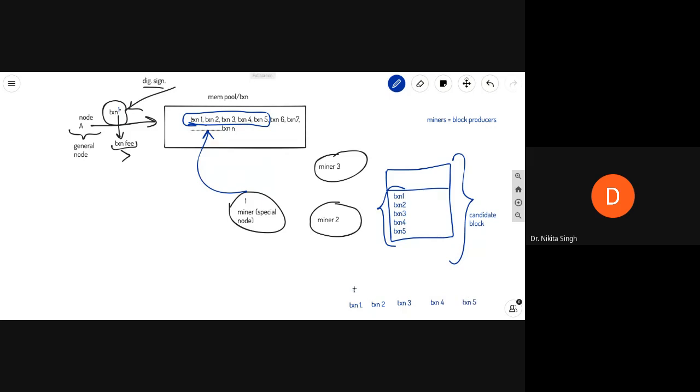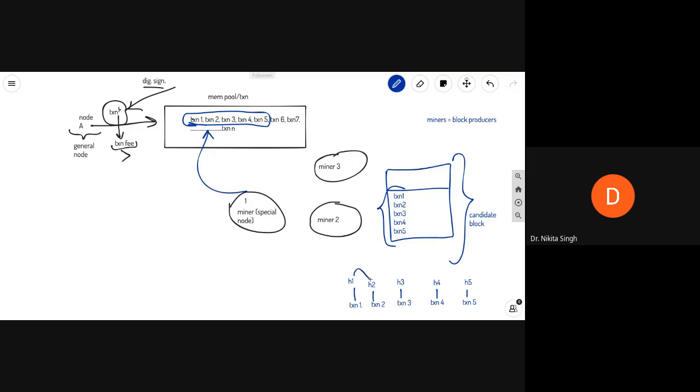So in order to compute your Merkle tree, you will have to calculate the hash of all these transactions. You pass each of these transactions through the SHA-256 function. You will get hash 1. For this you will get, say, hash 2. For this you will get hash 3. For this you will get hash 4. For this you will get hash 5. Okay.